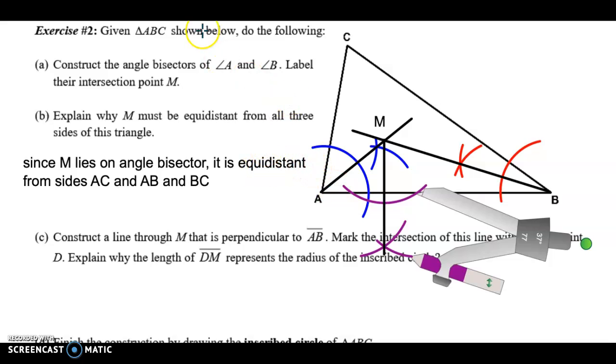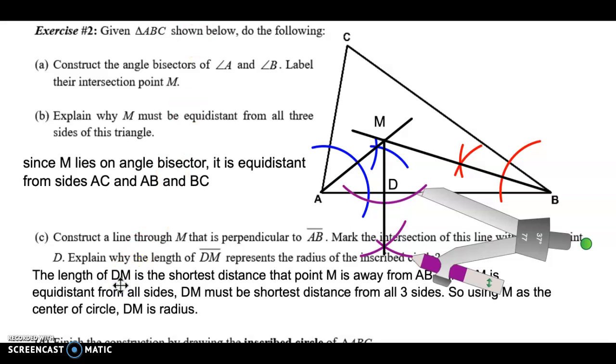They wanted me to call the point where it intersects with this line right here D. So right here is point D. And they want me to explain why DM represents the radius of the inscribed circle, and then I will draw that radius.